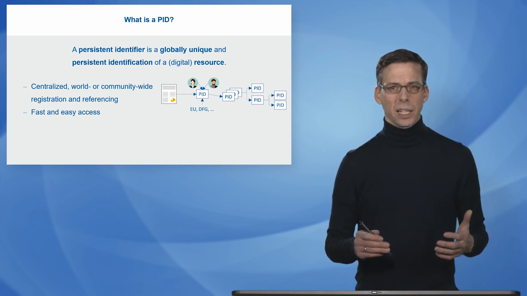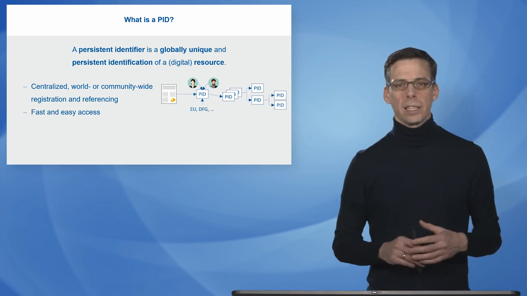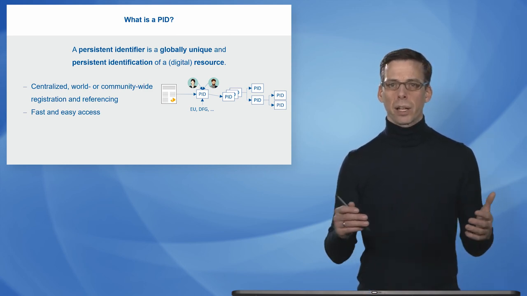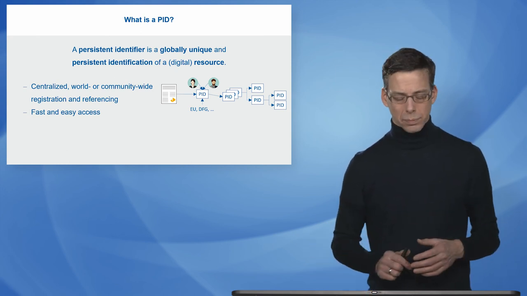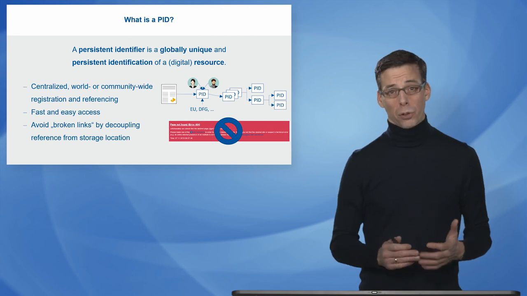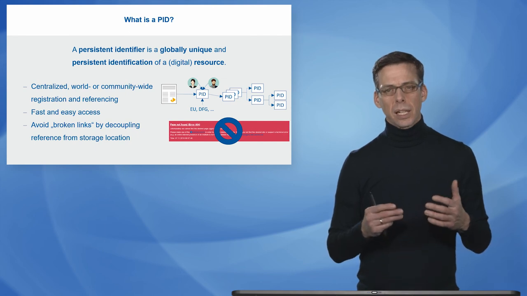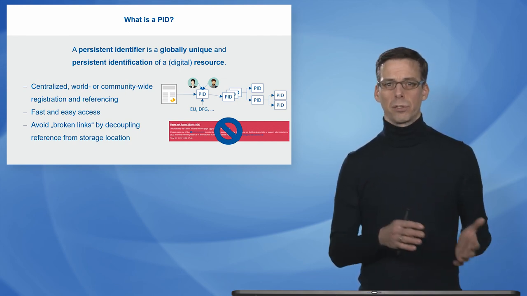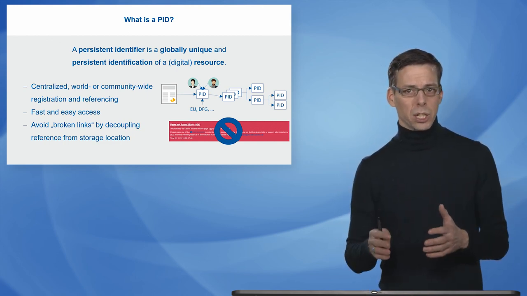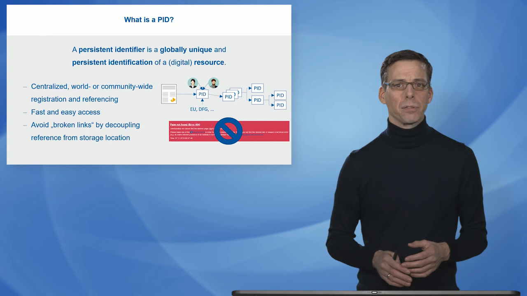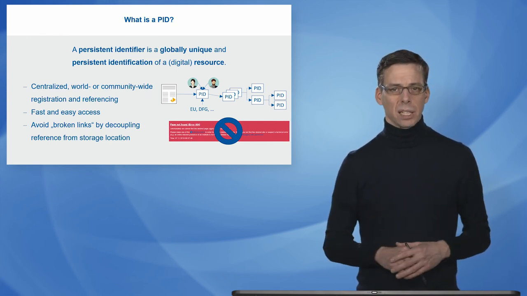Since such a persistent identifier resolves with only one click in general, it is very fast and easy to arrive at the place where the data is stored, even if it is not yet accessible. Further on, we avoid the so-called broken links. This is the case because we decouple the reference from the storage location. So even if the data has been moved from the researcher's laptop to the institutional archive, we can still find the data since the reference stays the same.